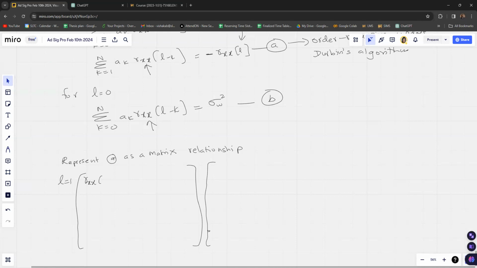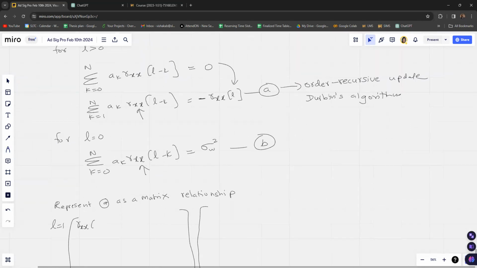when L equals 1, if you see, the K values change from 1 to N. So the first instance of this expression is L minus 1. If L is 1, then it should be Rxx 0 in here. The second term will be Rxx, where L is 1, then 1 minus 2 because the K value is 2. So that means Rxx minus 1. Likewise, we can write up to Rxx of 1 minus N.